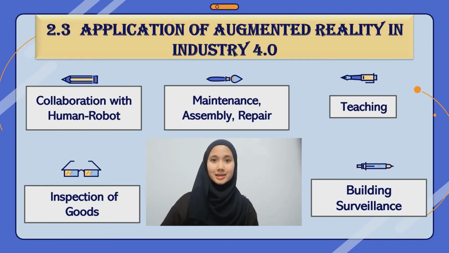Second, maintenance, assembly and repair. Interactive electronic manuals were designed to cope with a flow and issues similar to the traditional technician manual and were found to improve skill and amateur technician performance.